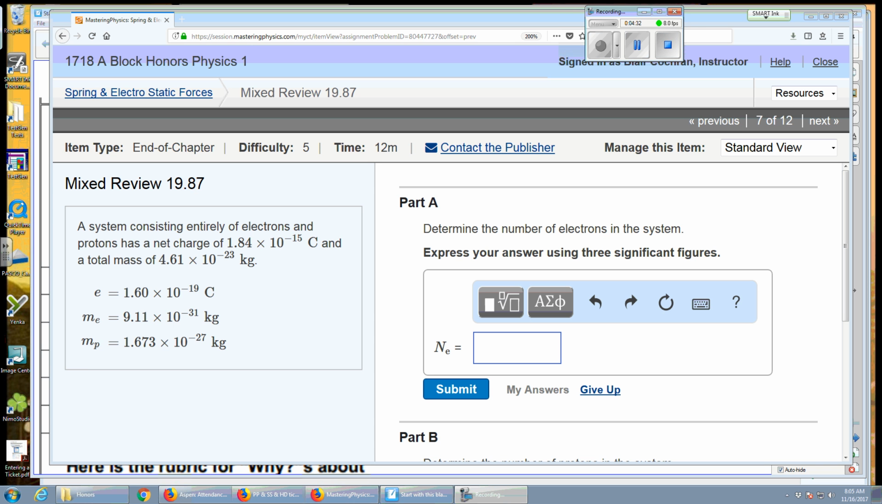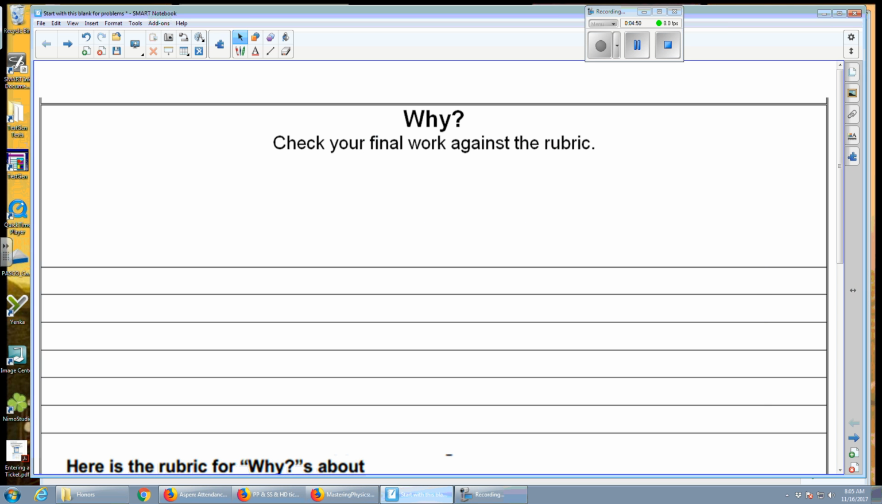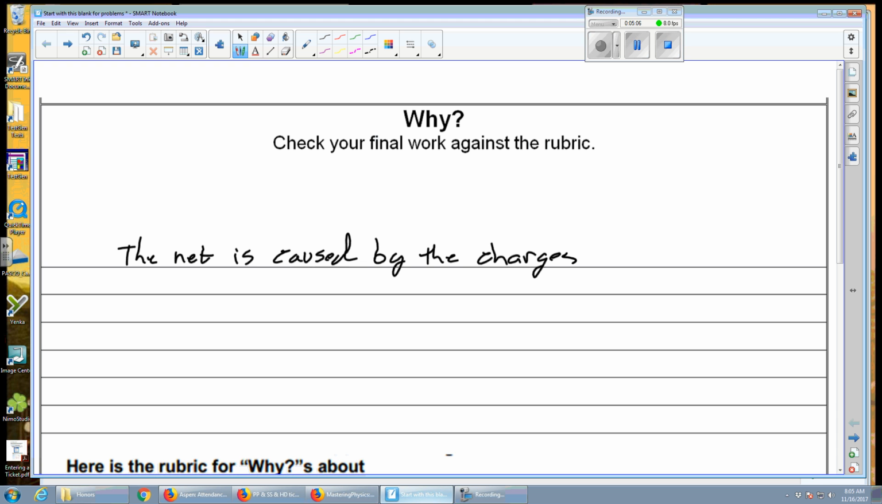Alright, so we're going to do number 7 now. We've got the system of electrons and protons having a net charge and a total mass of this. And they ask us to find the number of electrons and the number of protons. So I think essential in your Y is things like understanding the net charge is caused by the charges without partners.